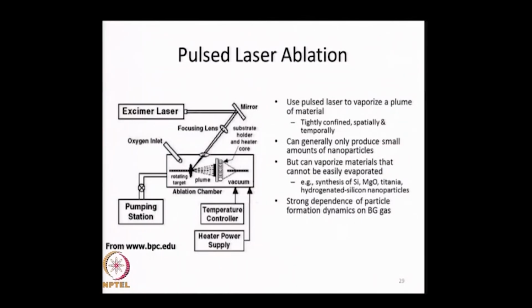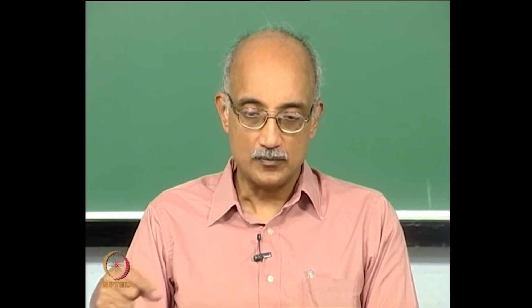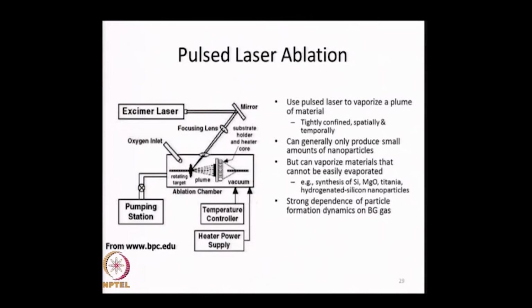What you mean by that is you can confine your vaporization to a small zone of the metal, and also you can do it for a fixed amount of time, and all you have to do is turn the laser off and that stops the vaporization process. So, you achieve both spatial control as well as time control using this process. The drawback to this method is, because of the way it works, it can only produce small amounts of nanoparticles. It is not a bulk production process.